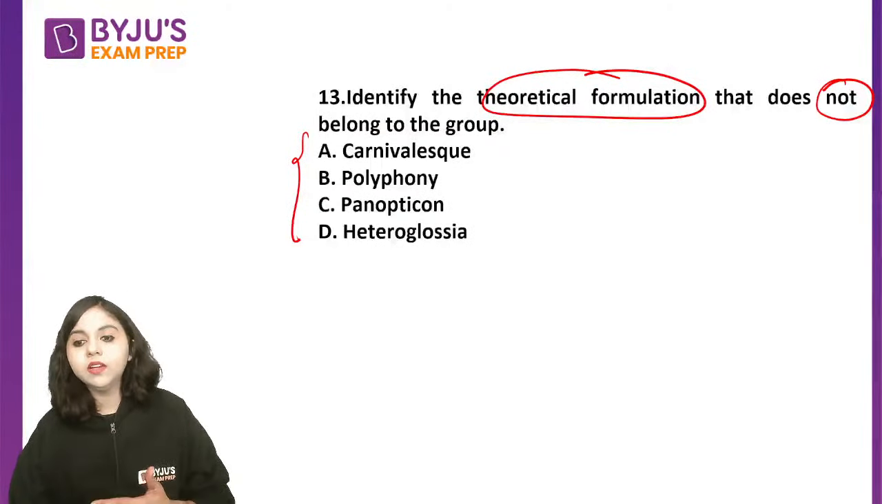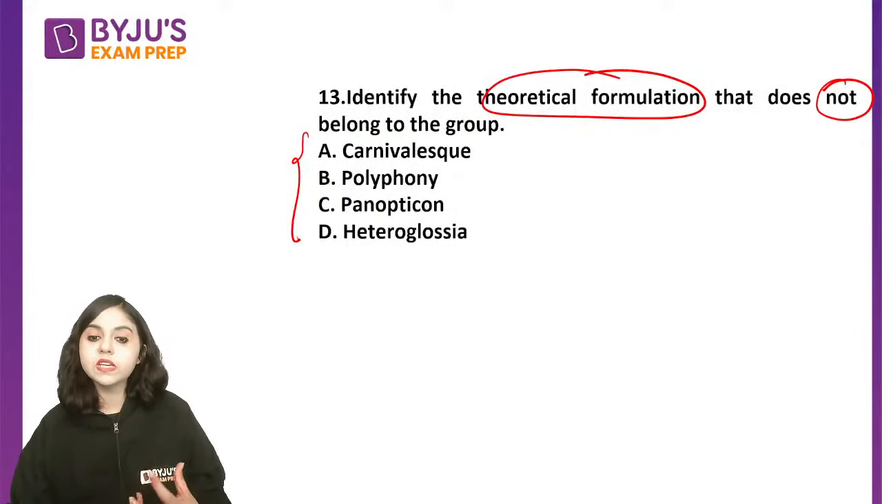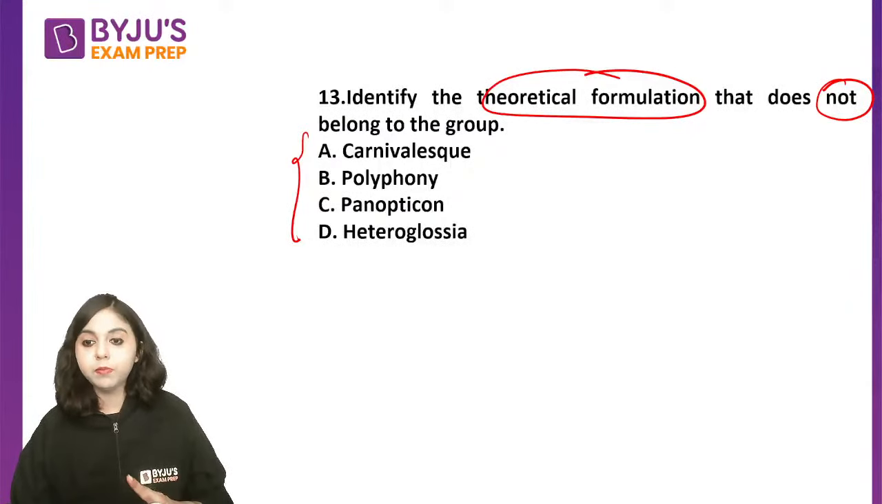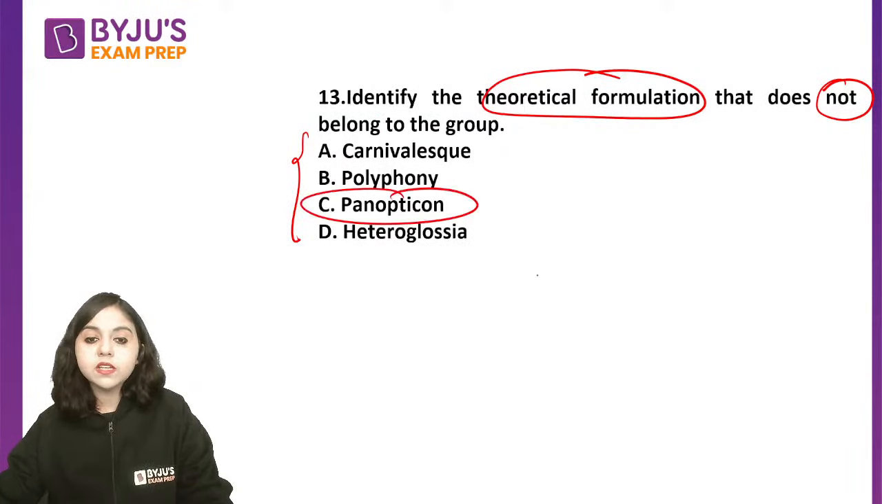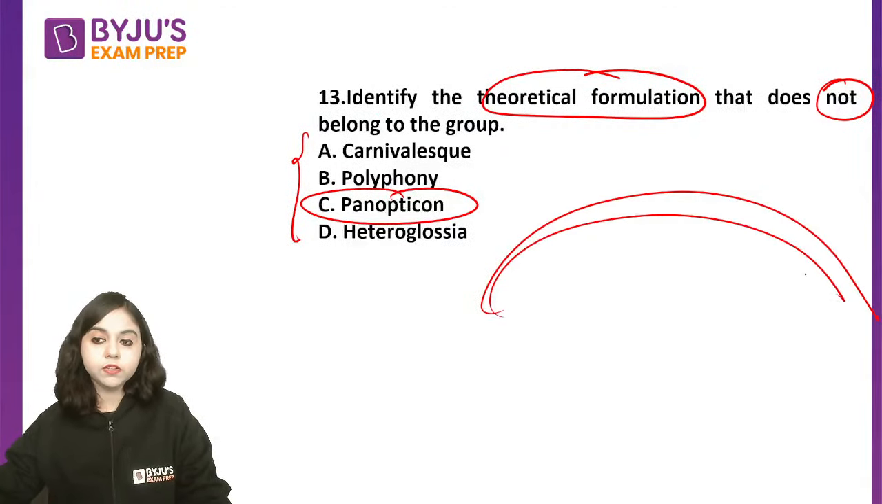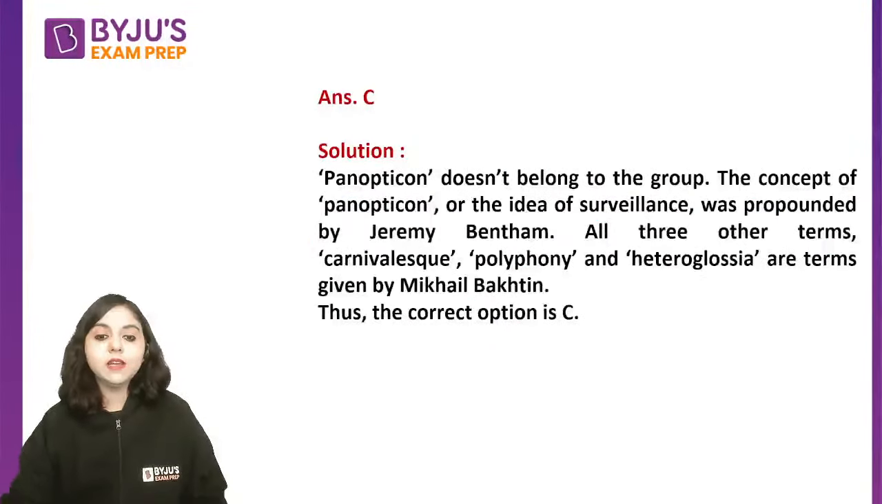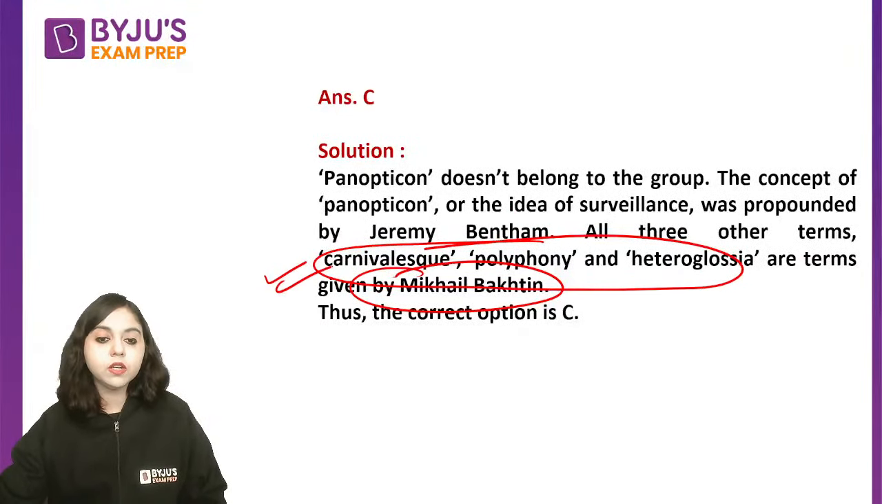See, basically all the other terms are associated with Bakhtin. Heteroglossia, carnivalesque, polyphony, these are all terms associated with Bakhtin. Whereas panopticon is not a concept associated with Bakhtin. Please remember that. It's associated with Jeremy Bentham, and with Foucault as well, telling you about surveillance. So there, the state creates a panopticon where they can make sure that all our activities are getting monitored. Otherwise, polyphony, carnivalesque, heteroglossia, these are terms associated with Bakhtin.